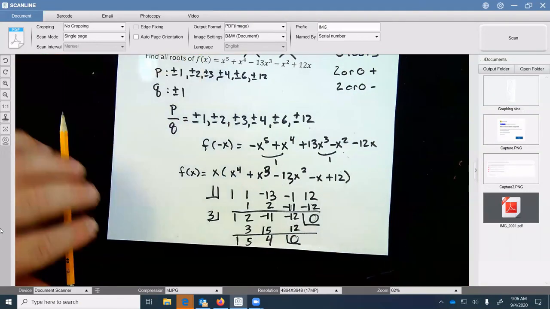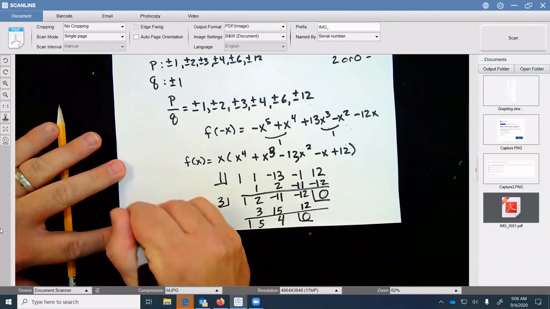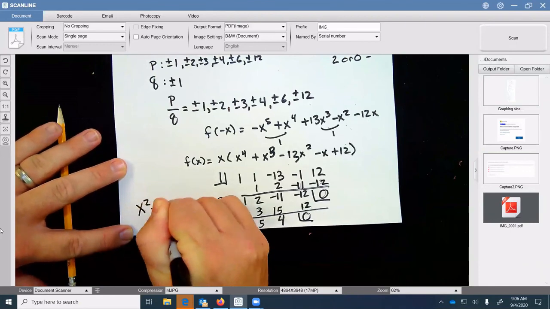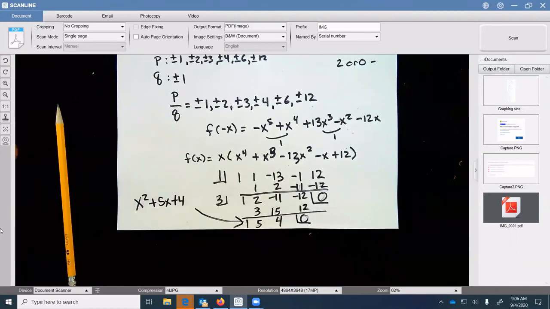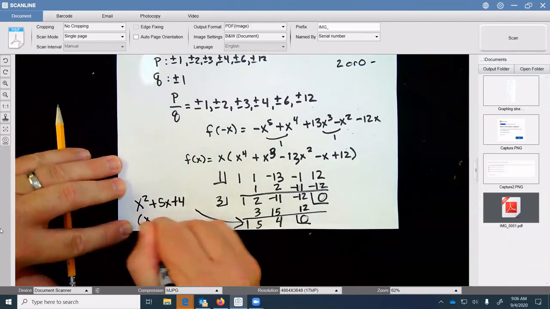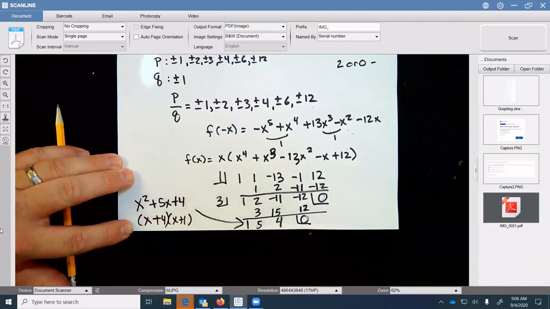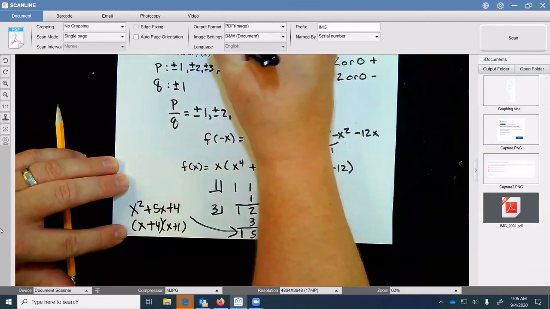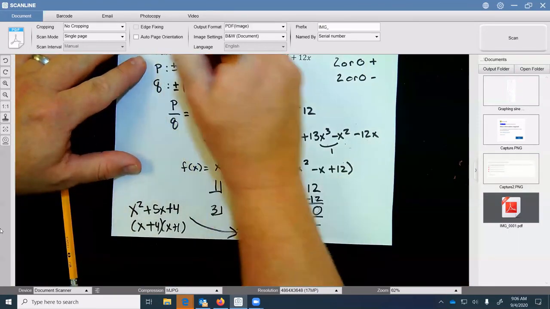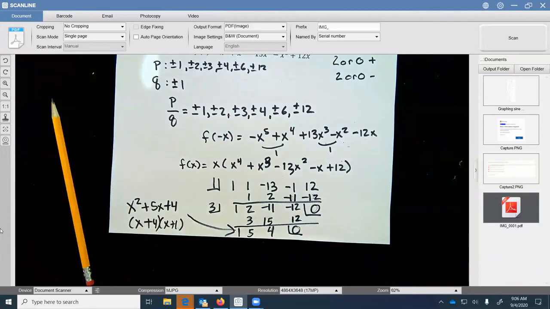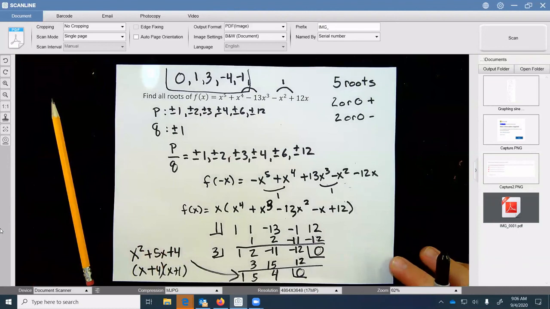The other thing you could do is when you're down to this final 3, you could write it out as x squared plus 5x plus 4. And then this is factorable into x plus 4, x plus 1. And so my other two factors are -4 and -1. There are all of my roots of the equation.